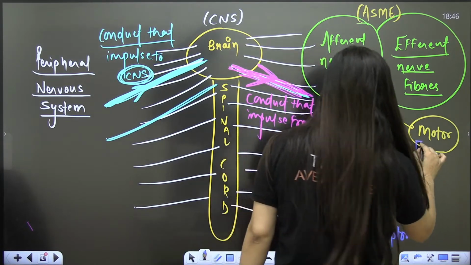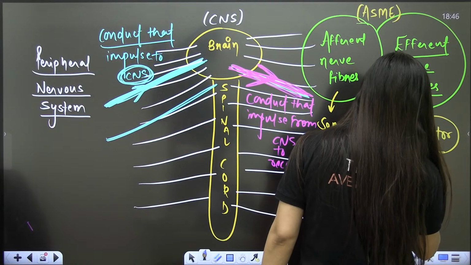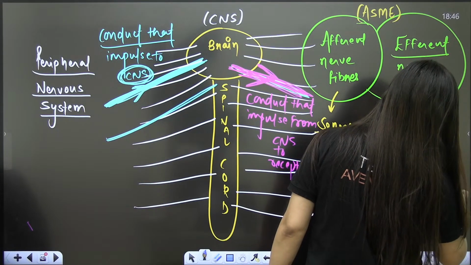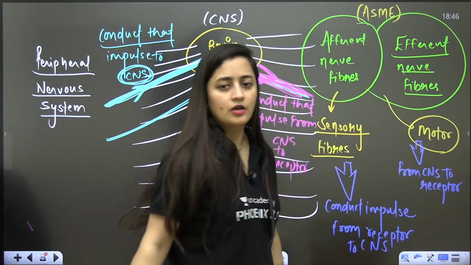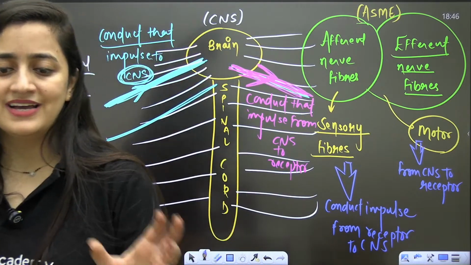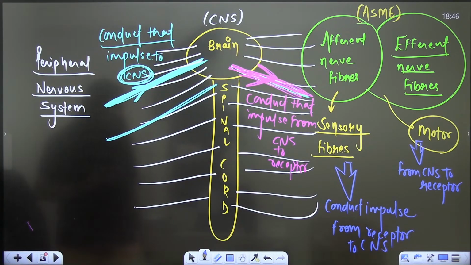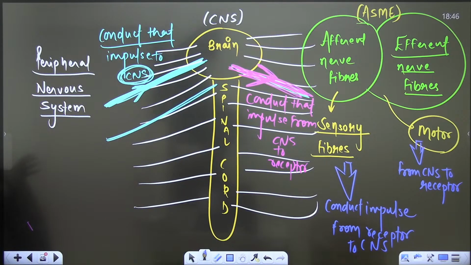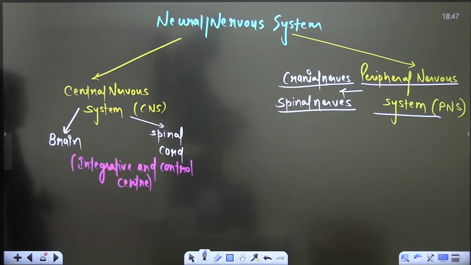And this one, the efferent, conducts from CNS to receptor. Clear? From CNS to receptor. Is that clear? Sure. So in the peripheral nervous system, you will talk about the afferent and the efferent nerve fibers that will work.